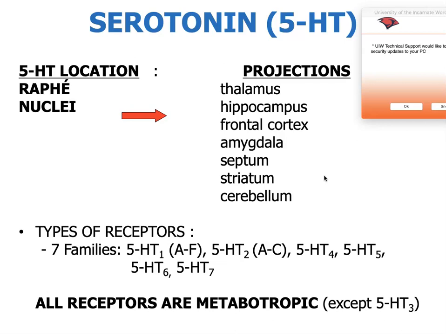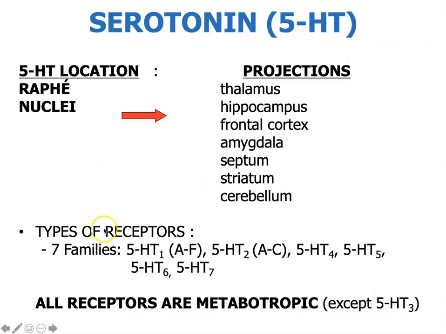And then the receptor types for serotonin, they are a large family. So there are about 7 different families of receptors. These are just serotonin receptors. You don't have to know all these different numbers. They are all metabotropic except for one. There's one receptor that is actually ionotropic.